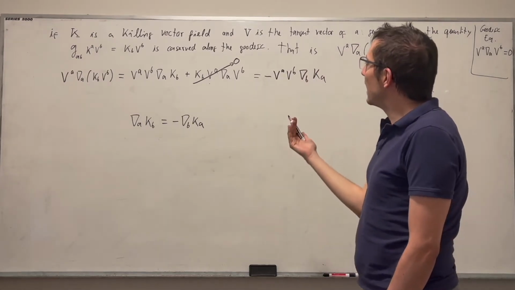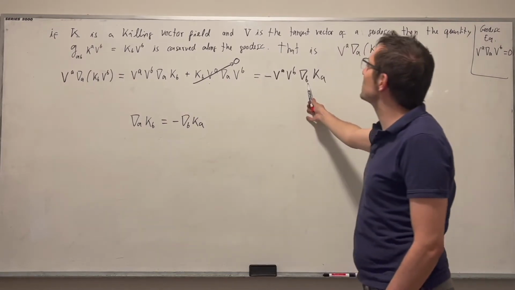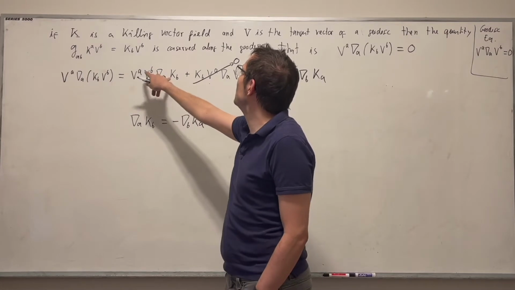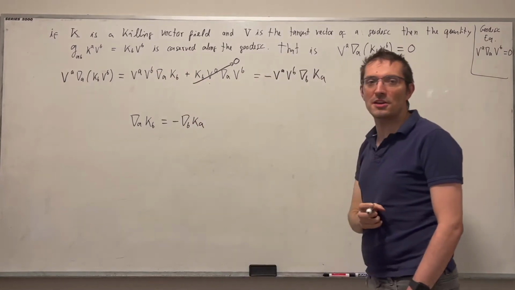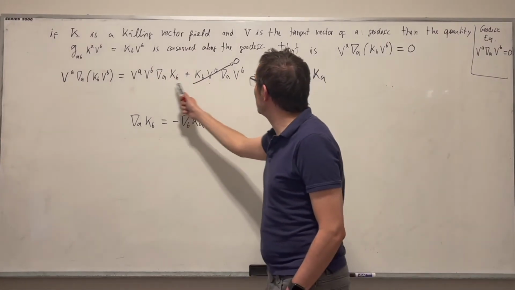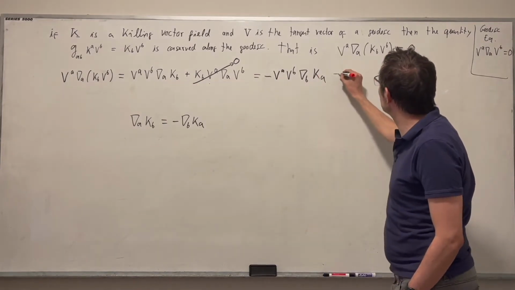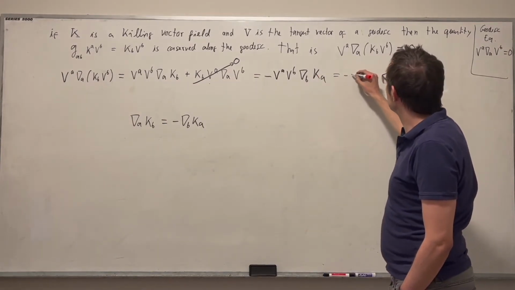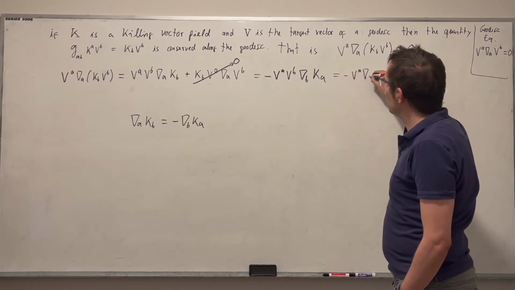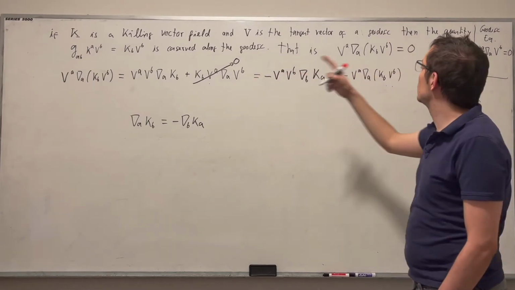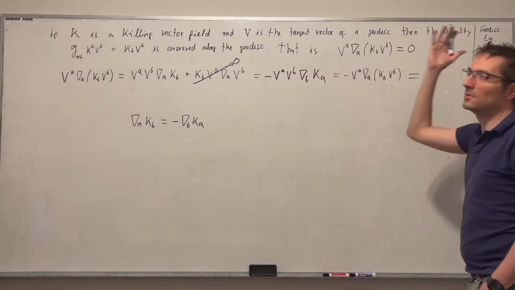But if you realize this expression and this expression are the same, only with a minus sign. This expression, I can swap the dummy indices A and B and I get exactly the same expression. So this thing is equal to this thing, only with a minus sign. So this means that I can now say this is minus V^A ∇_A K_B V^B. So something is equal to minus itself, therefore it has to be 0.